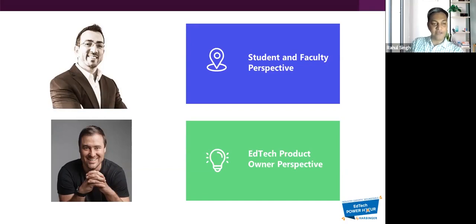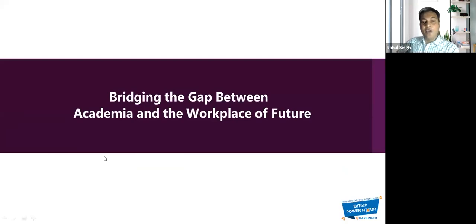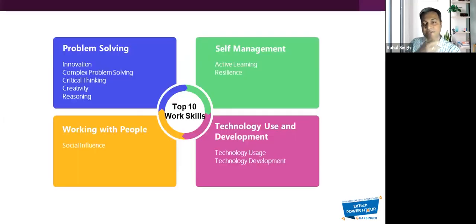And moving ahead in our discussion, in our game plan, we spoke about how we try to bridge the gap between academia and the workplace of the future. So before we get into that question, let's look at some statistics. This is a report from the World Economic Forum. They listed the top 10 work skills required for employability by the end of the year 2025. And if you look at the 4 quadrants here, it's problem solving, self-management, working with people, technology use and development.